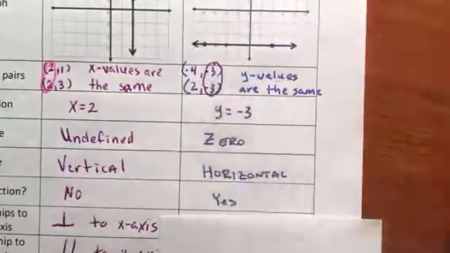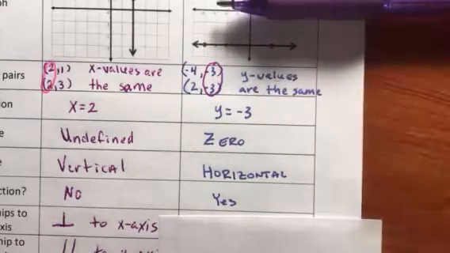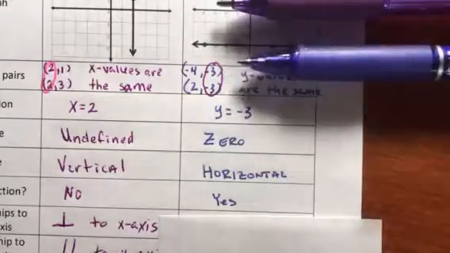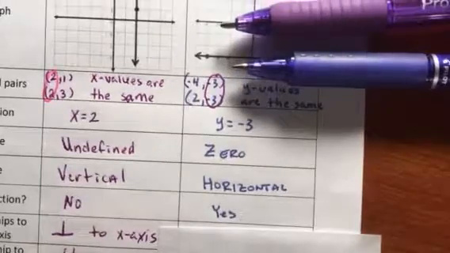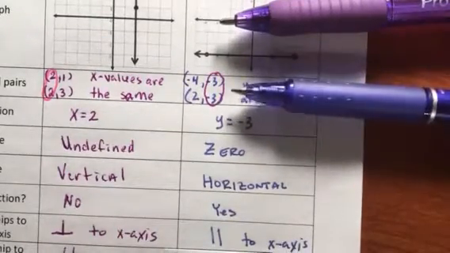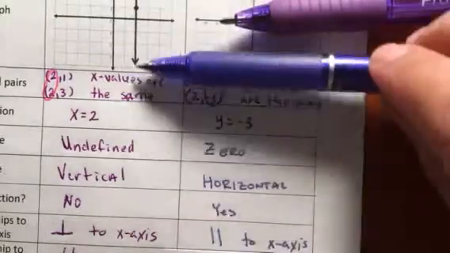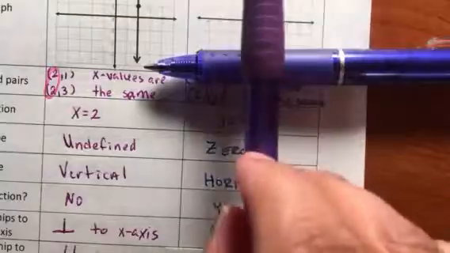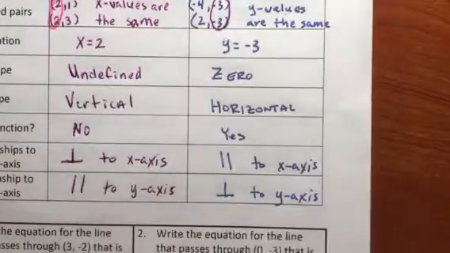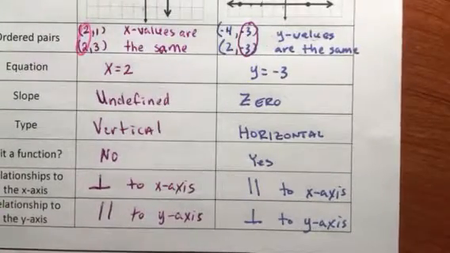How does this line right here relate to the x-axis? Well, if you look, that's parallel. So that's what we would write on that, parallel lines. How does it relate to the y-axis? Well, if you move that line, actually it should be this line. Those are perpendicular. So it is perpendicular. So I'll leave that for just a second and then I'll go to the next part.